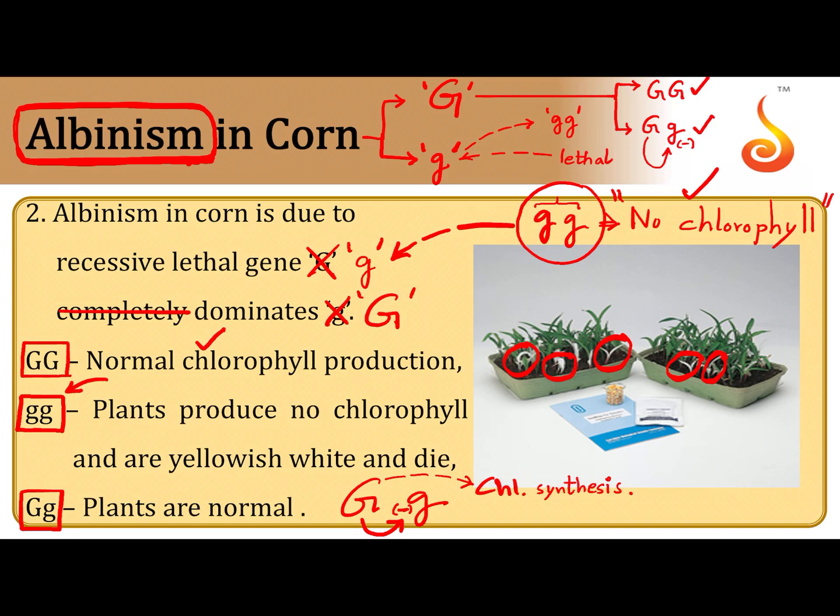So in this case, the lethality is again because of homozygous recessive condition. In the previous example I told you it was homozygous dominant that caused lethality. Here it is homozygous recessive that causes lethality, because when there are 2 copies of small g, there is no production of chlorophyll at all.